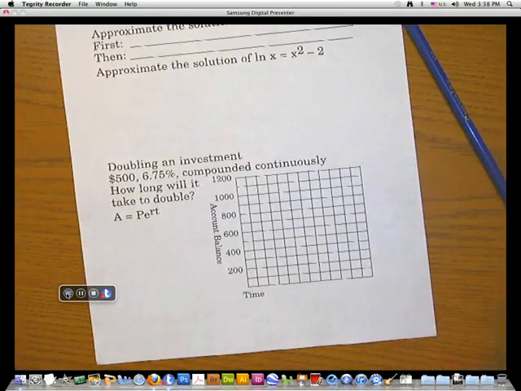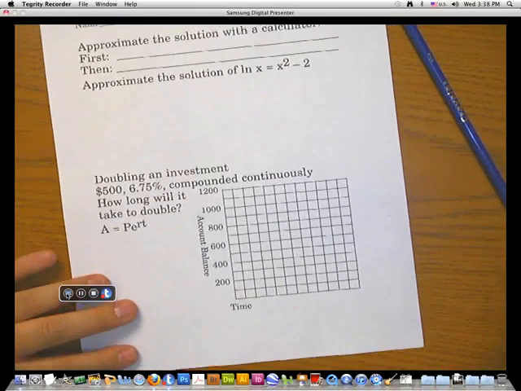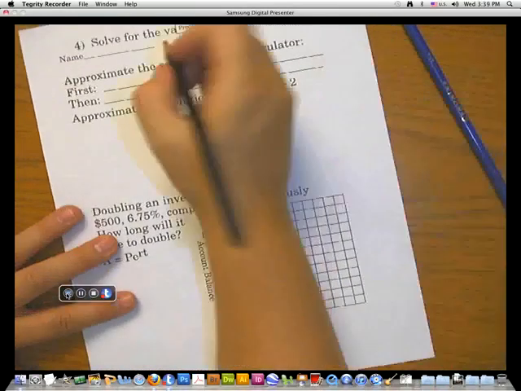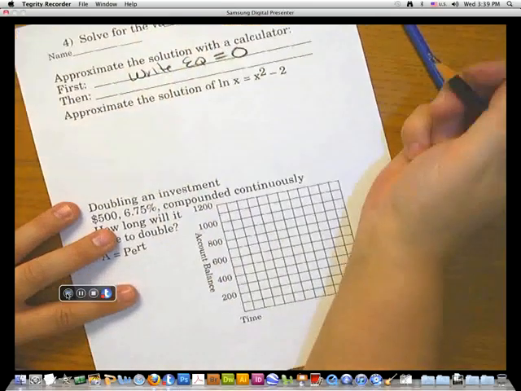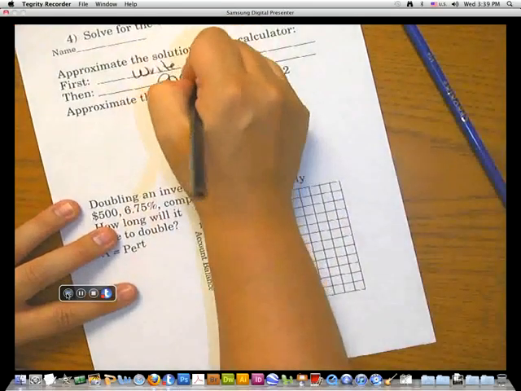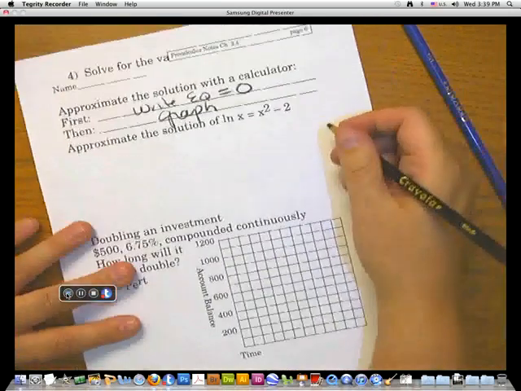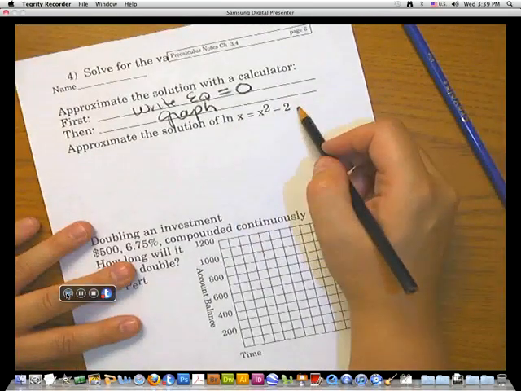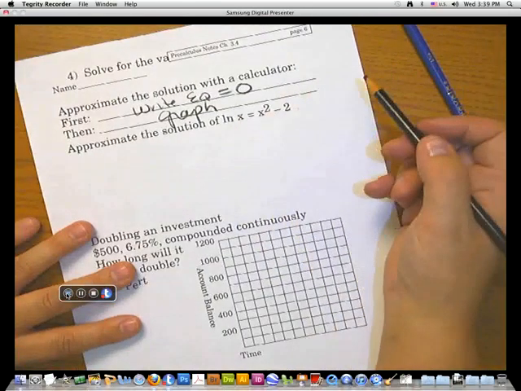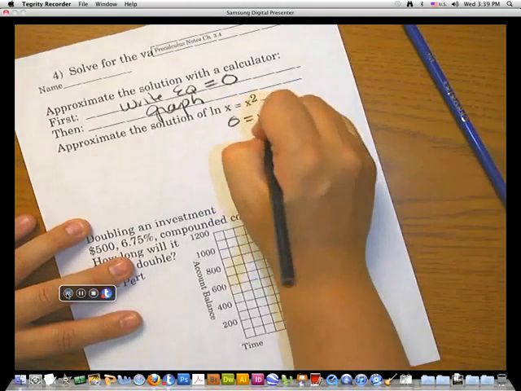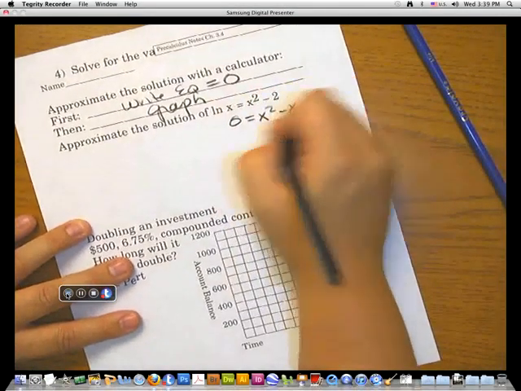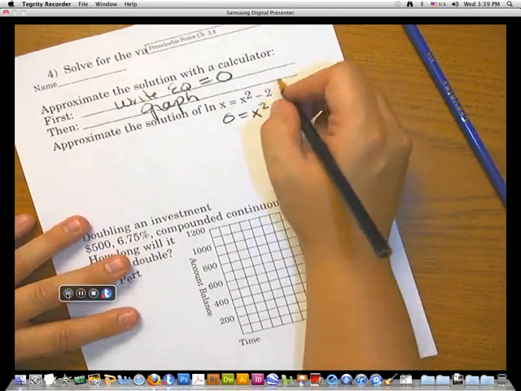All right, when we're going to approximate using a calculator, we're first going to write the equation equal to 0, and then we're going to graph it. Because in order to put it in our calculator, we have to have it y equals, because solutions are x-intercepts. That means the y has to be 0. So 0 is x squared minus x minus 2. Put it in the proper order, please.